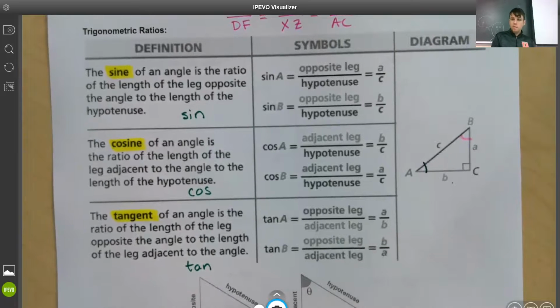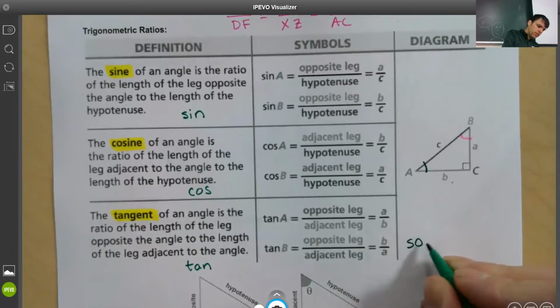B over A. One of the important things that we're going to focus on here is making sure we can identify accurately and quickly which side is the opposite leg, which side is the adjacent leg, and which side is the hypotenuse. So that's what I'm going to go through here really quick. There is a nice kind of summation of this information here that we'll get into in just a second, kind of a mnemonic device, something to help you remember this. So this is what it is. It's called SOHCAHTOA.